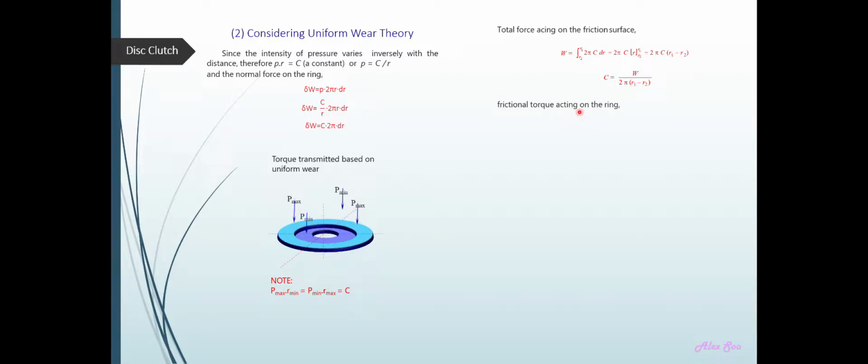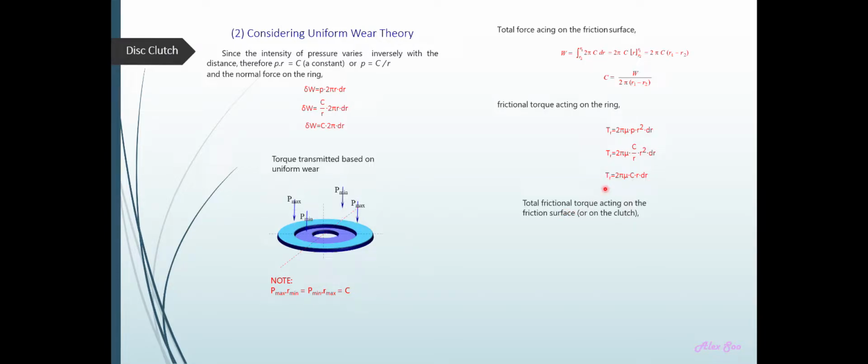Now, frictional torque acting on the ring. Again, we know that frictional torque is equal to tangential force multiplied by the mean radius in this case. And also we know that the torque transmitted by the elementary ring earlier is equal to 2 pi mu P R squared dr. But remember, now the pressure is no longer uniform. So what you have to do is substitute C over R for P, the intensity of pressure, which is no longer uniform in this case. So you have C over R, the R cancelling with one R, so R squared becomes R to the power of 1.